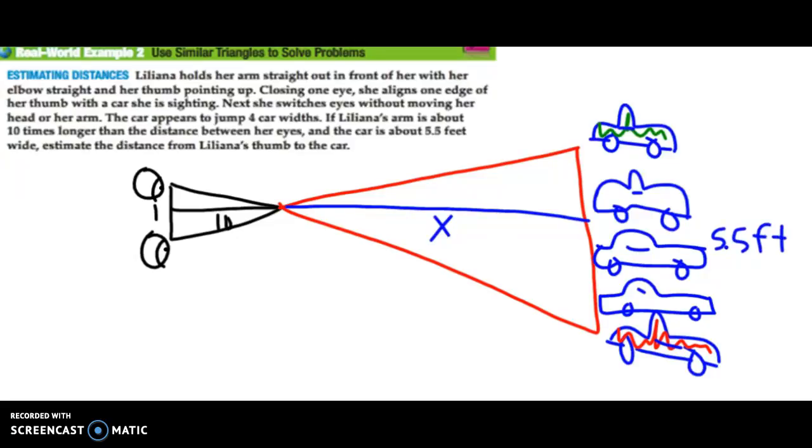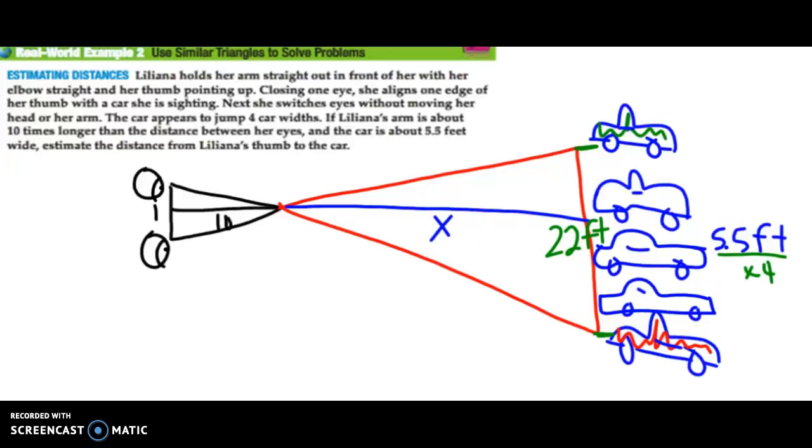And it says that each one of these cars is about 5.5 feet wide. So what we need to figure out is how far it jumps from car to car. Well, if it's going 4 car lengths, 5.5 times 4 is going to be what? Well, 5 times 4 is 20, and then half foot times 4 would be 2. So this is going to be 22 feet.